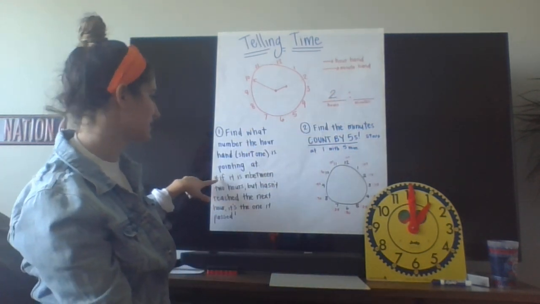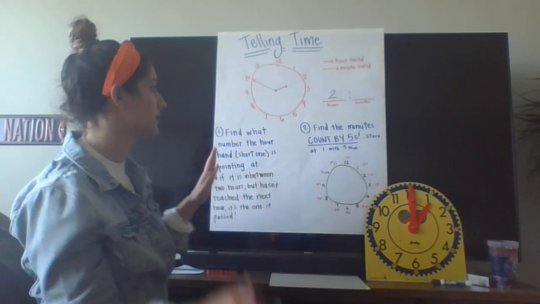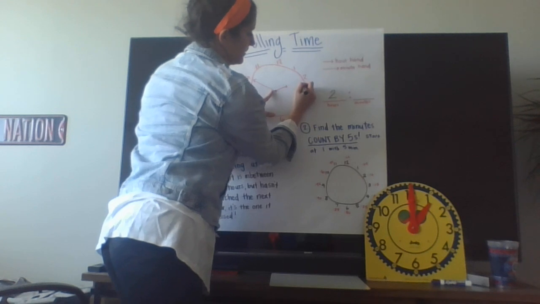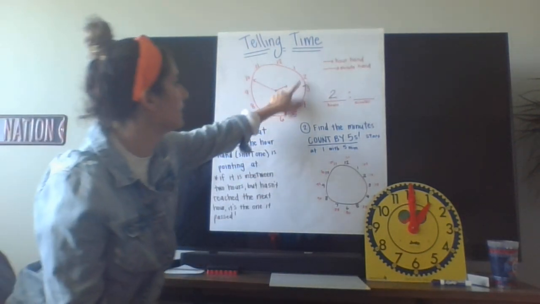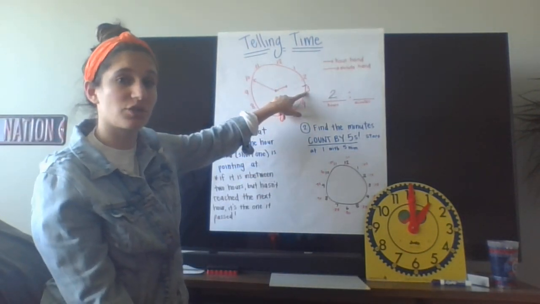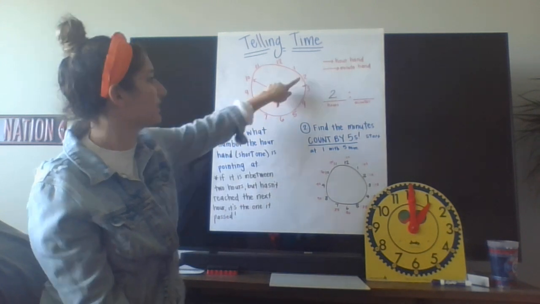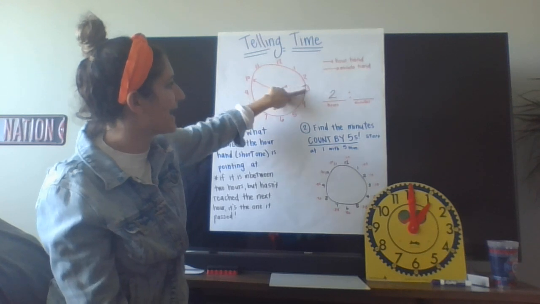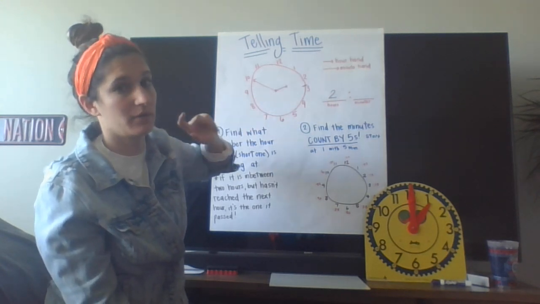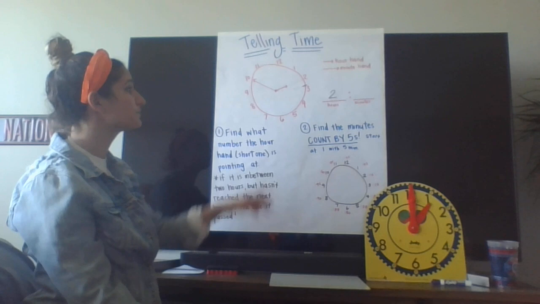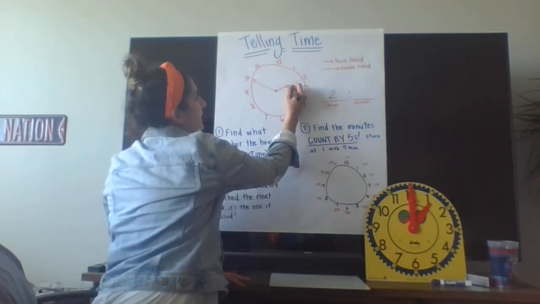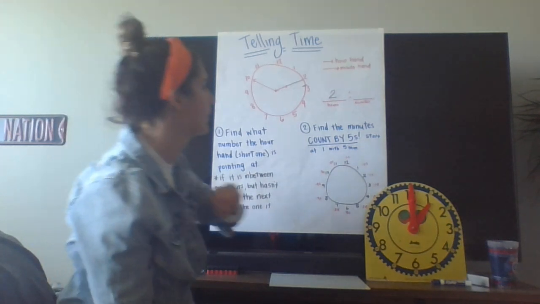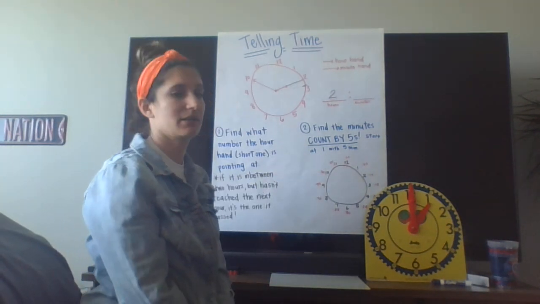I have a little note here. It says if the hour hand is between 2 hours, so say it came to here, and it was between 2 and 3, it hasn't reached the 3 yet. So it would still be in the hour 2. So if it's ever in between 2 hours and it hasn't reached the next one, it's the one before it. Okay, we'll do some practice with that. But this hour hand is pointing directly at the 2. Okay, step 1, check. Step 2, find the minutes.